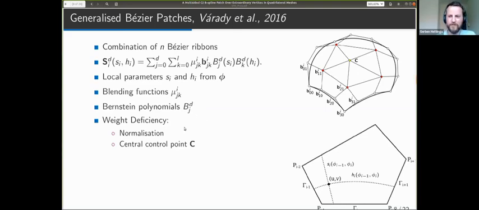So there are actually two strategies to solve this problem. First, you can normalize. You can just sum all the weights at a particular parameter value in the patch, and this way normalize the patch. Or you can introduce a central control point C, which is also highlighted over here, to which you can attach the deficient weight so that everything sums to 1 nicely.